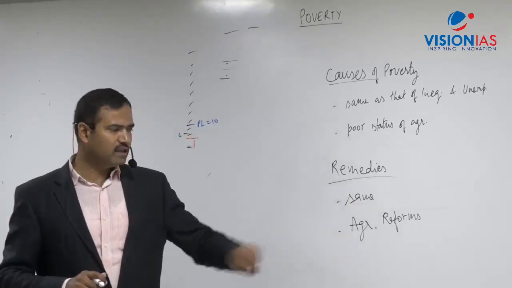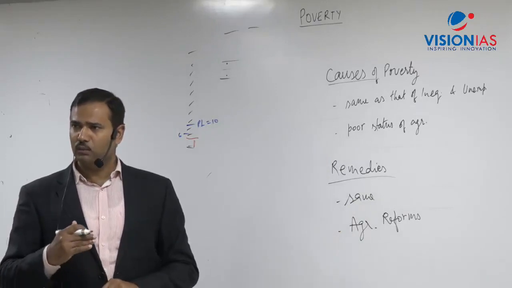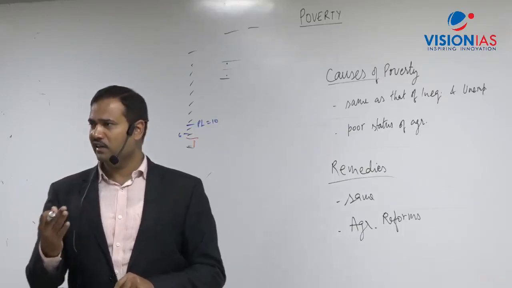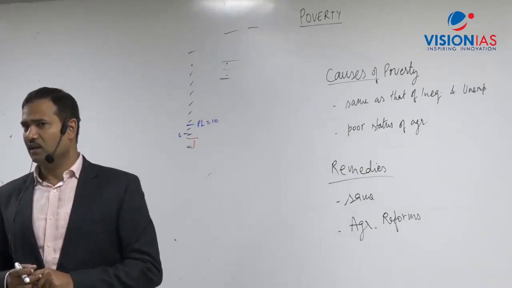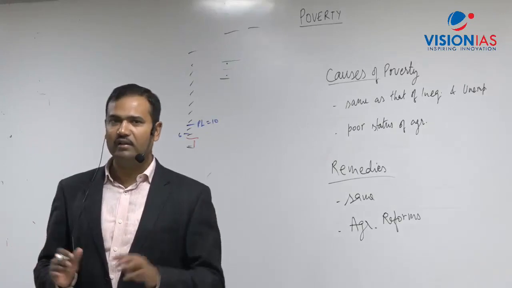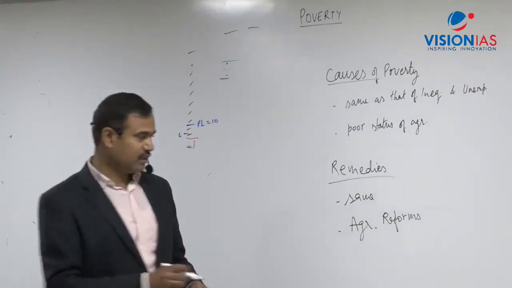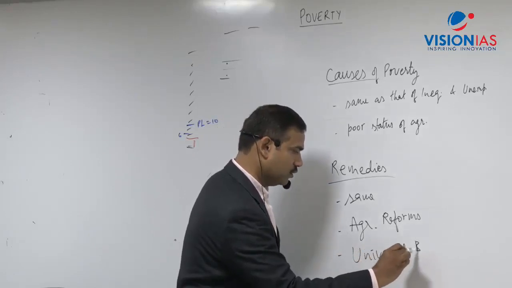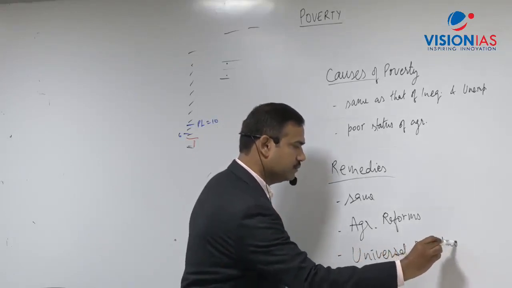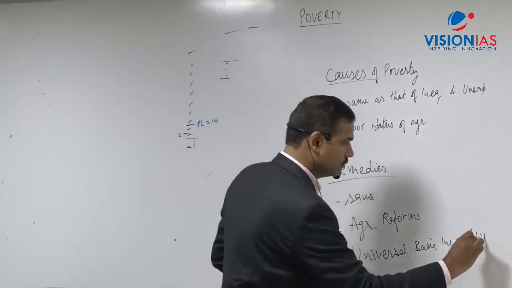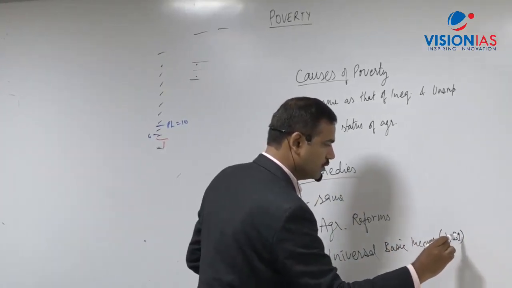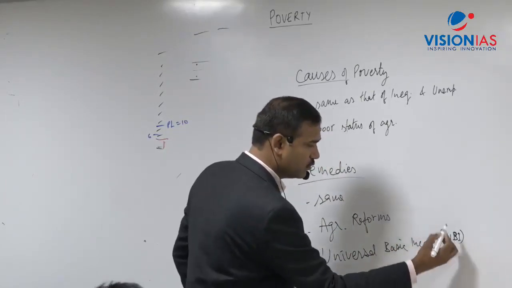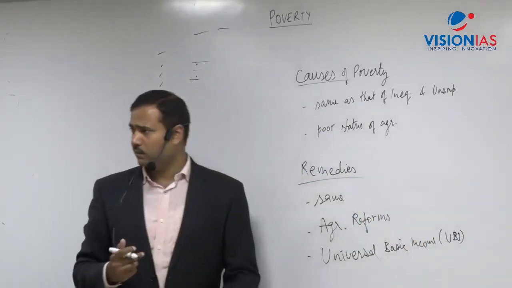Apart from that, there is one more very drastic measure which may eliminate poverty immediately. What is that? In one stroke, poverty can be eliminated. UBI, Universal Basic Income. I'll give you a brief idea about UBI. We will discuss it in detail later, because a few more aspects are needed for analyzing Universal Basic Income.